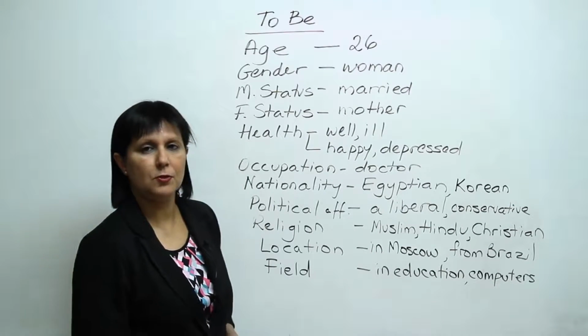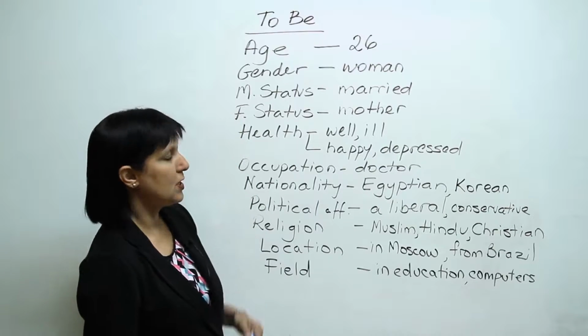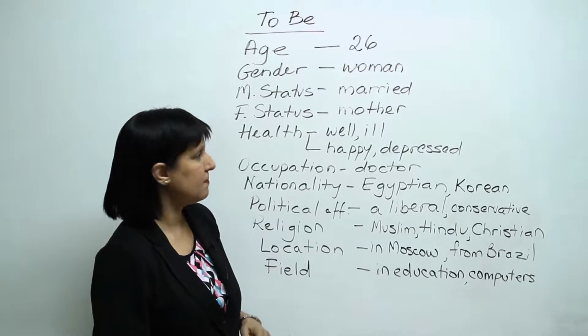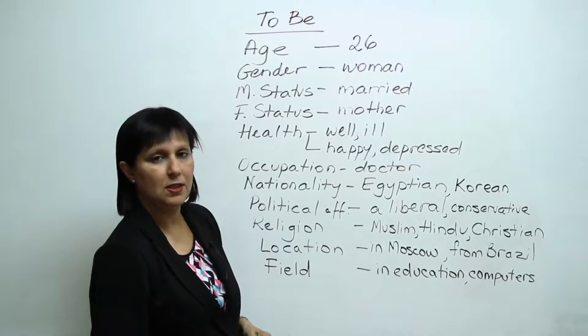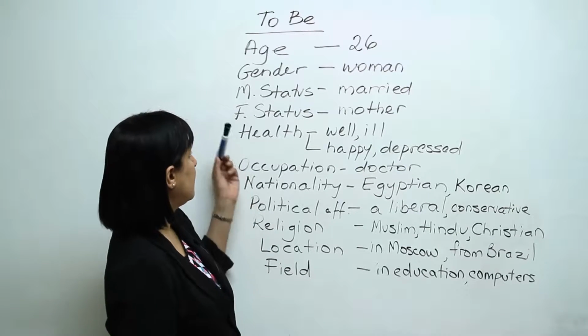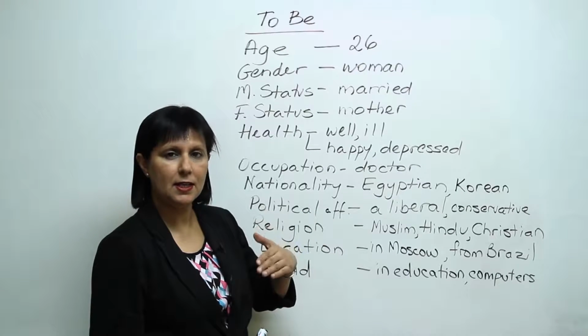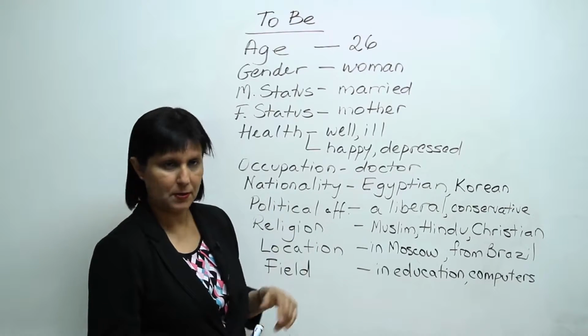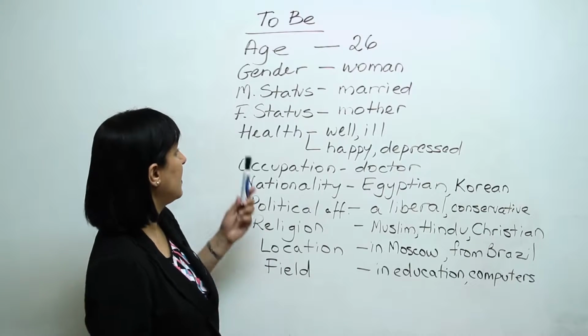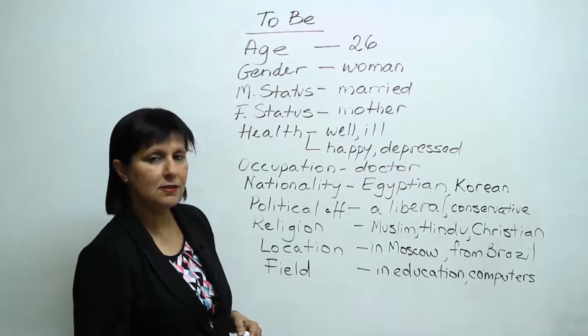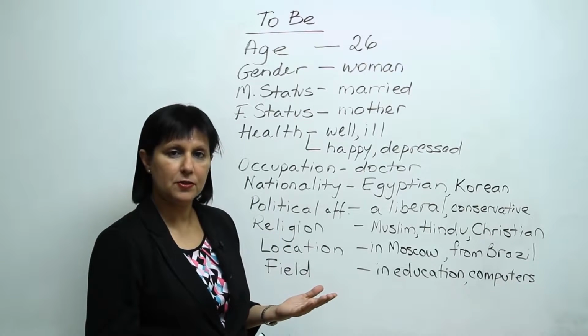So we can use the verb to be to talk about age. I am 26. About gender. I am a woman. Somebody could talk about their marital status. I'm married. I'm engaged. I'm divorced, etc. I'm separated. Okay? Family status. I'm a mother. I'm a father.